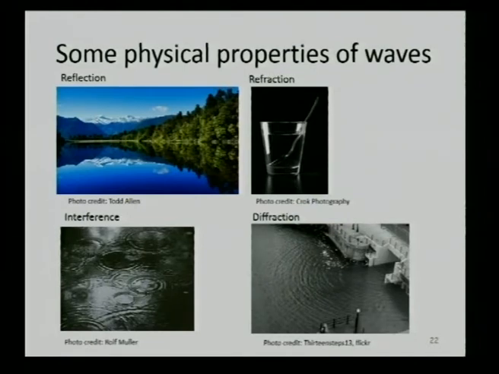And on the right-hand side, you can see a glass of water together with a spoon. The spoon looks a little bit bent. This is because the waves travel at different speed in different medium. This is an example of refraction. And at the bottom left, you can see water ripples overlapping, and the amplitudes of the waves add up. This is an example of interference. And on the bottom right, you can see water wave expands upon reaching the open space. And this is an example of diffraction. We'll return to the last two properties later on.